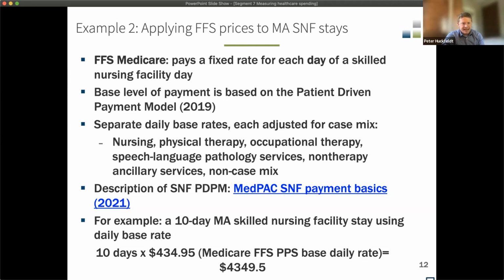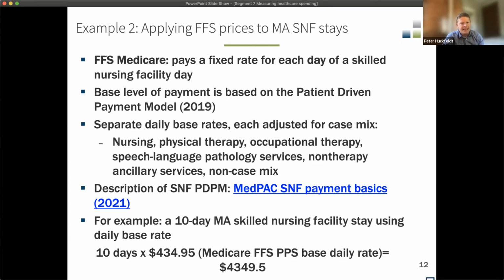But just to give you a sense, if you added up the daily base rates for a given skilled nursing facility stay, they total up to $434.95 a day. So if you were just applying the base rate to a 10-day skilled nursing facility stay for a Medicare Advantage enrollee, you would calculate that the standardized spending would be $4,349.50. That's basically just assigning the price for the base level of needs in all of these different categories, so nursing, physical therapy, et cetera.